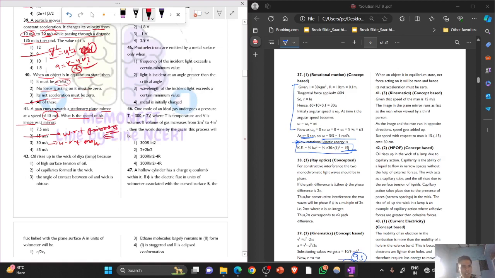15 meter in the opposite direction. Magnitude will be 15 meter per second. With sign, it's minus 15. Oil rises up in the wick of a lamp because the question is asking about the oil.